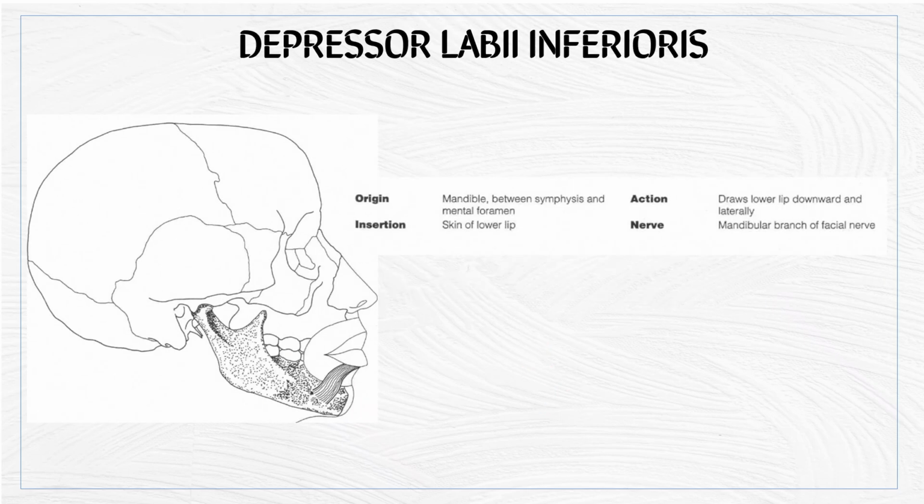Then depressor labii inferioris originates from the mandible between the symphysis and mental foramen and gets inserted into the lateral part of the lower lip, that is, skin of the lower lip on the lateral side, lateral to mentalis. Mentalis muscle will be inserted over here. So lateral to it, depressor labii inferioris insertion is present, and the action is it draws the lower lip downwards and laterally, as it is inserted laterally. It is supplied by the mandibular branch of facial nerve.